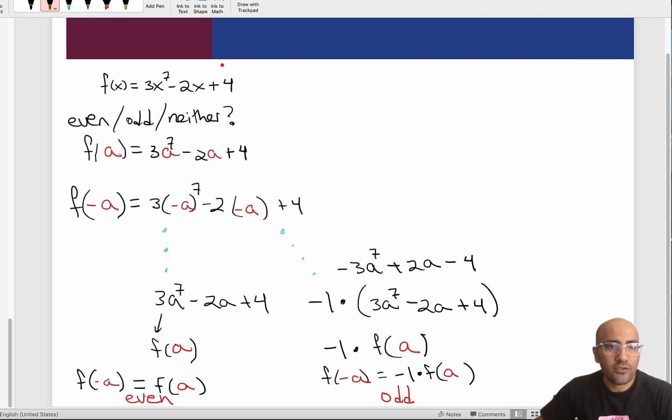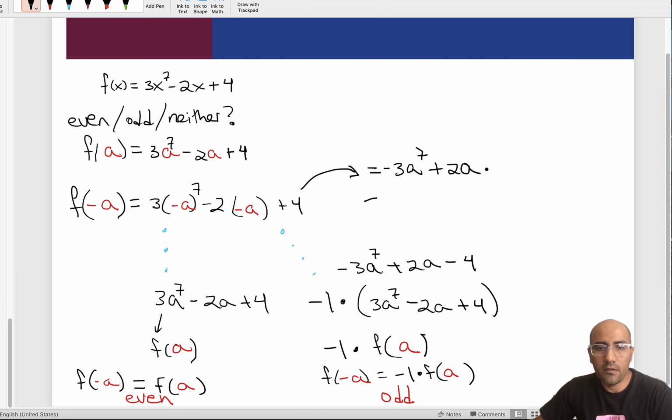Now you'll notice that if I actually do the algebra for this one, what do I get? Okay, negative a to the power of 7, we preserve the negative, so this is going to simplify to give me negative 3a to the 7th power plus 2a plus 4. Good. First of all, notice that this is not exactly equal to this one, right? It's close, but not quite there. It's off by signs. This one is positive 3a to the 7th. This one's negative 3a to the 7th. This one's minus 2a. This one's plus 2a.